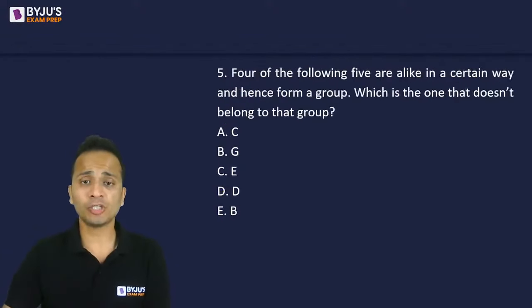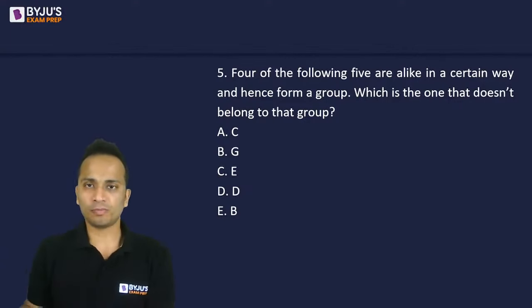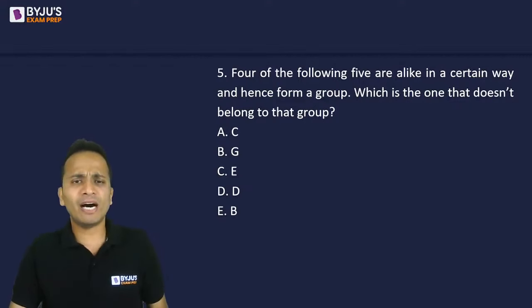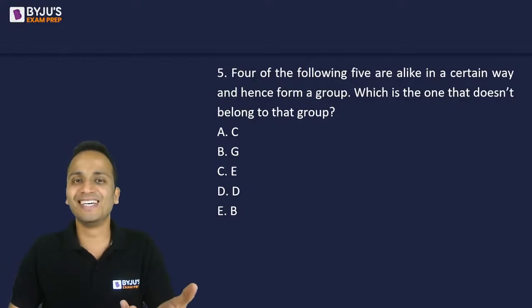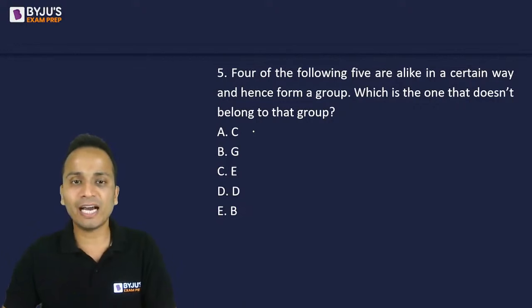Okay. Last question belonging to this set. 4 of the following 5 are alike in a certain way and hence form a group. Which is the one that doesn't belong to that group? Basically, odd one out find out करना है. Generally, इस type के questions में it is based on the direction in which they are facing. Simple as that.